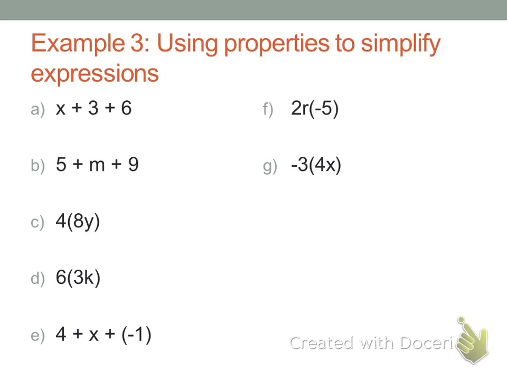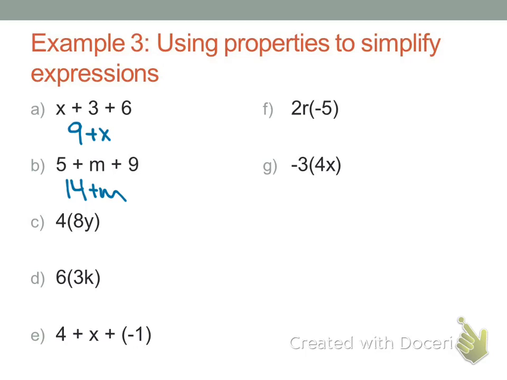All right, so last slide for this section. In example 3, now we are using the properties to simplify these expressions. All right, so based on what we just learned, I want you to try A and B on your own. All right, Colin, what's going to be A? 9 plus x. 9 plus x, very good. Wesley, what's B? 14 plus m. 14 plus m, very good. Did y'all get those right?